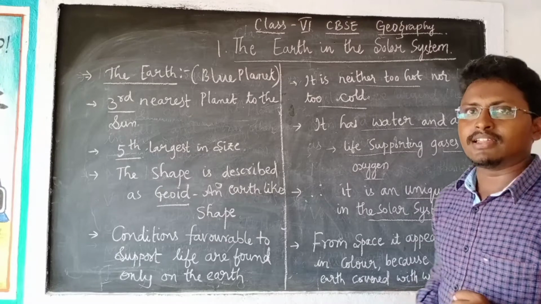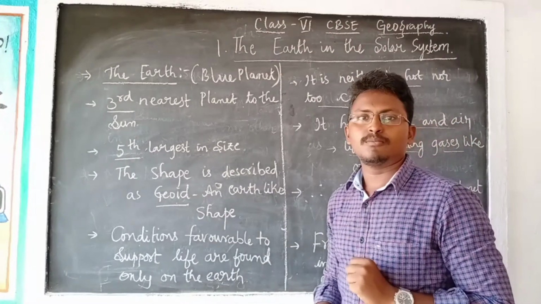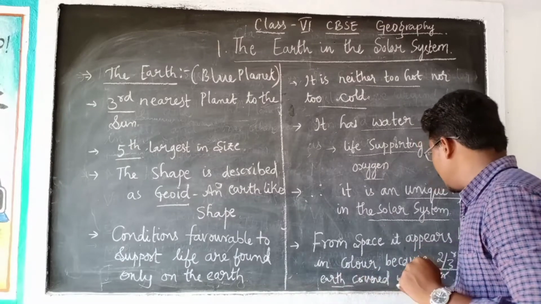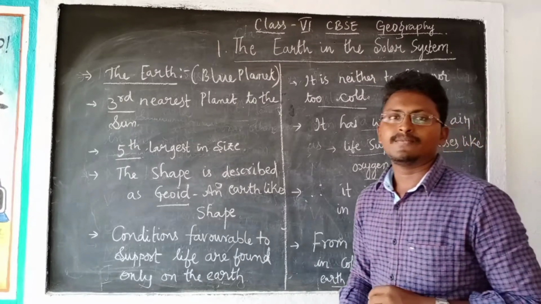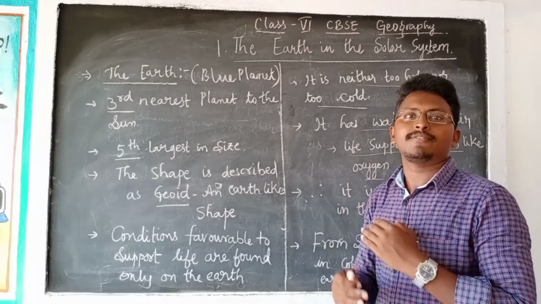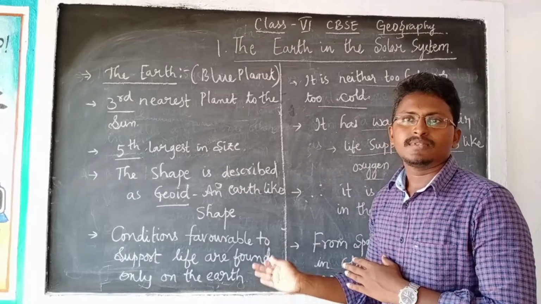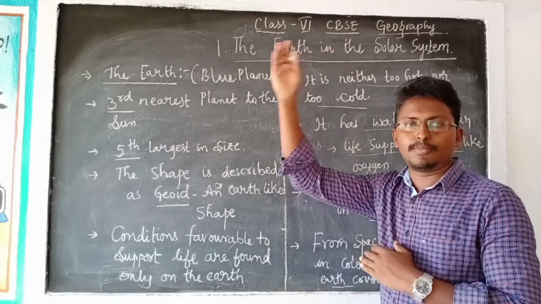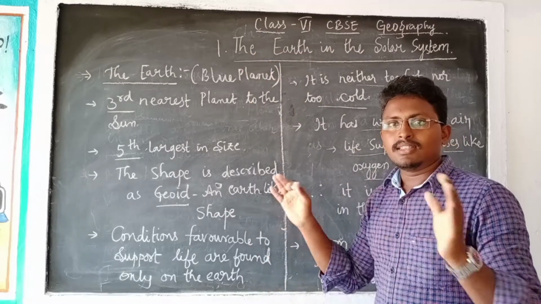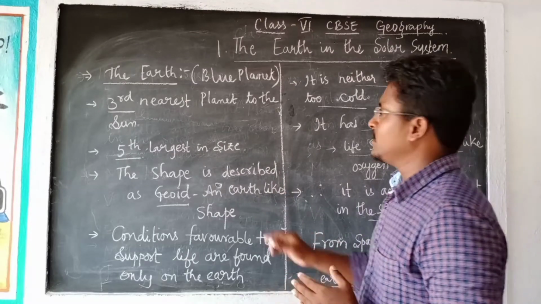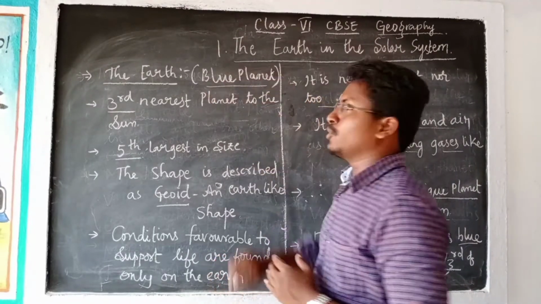You can guess the reason why the earth appears blue in color. Why? Because two thirds of the earth is covered with water. That means almost 71% of the earth is covered with water. That is why when you go into space, what you can see is that the earth is the color of blue. That is why the earth is also known as the blue planet.